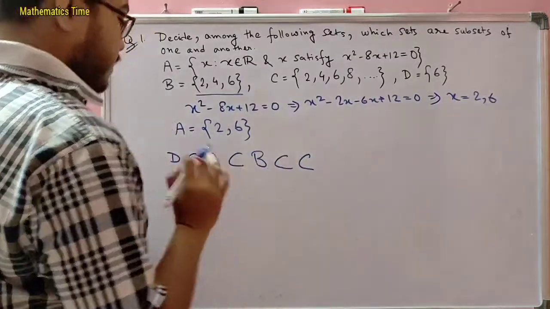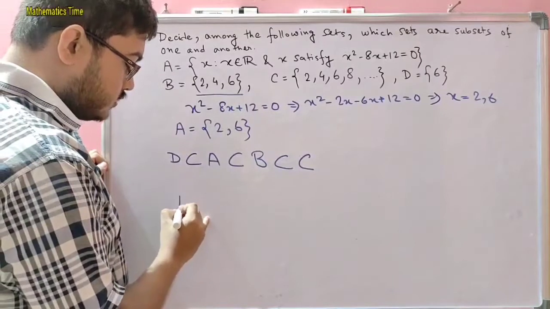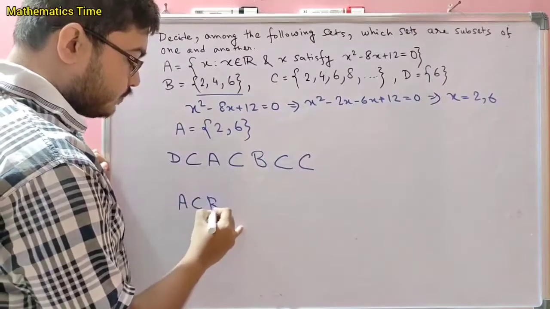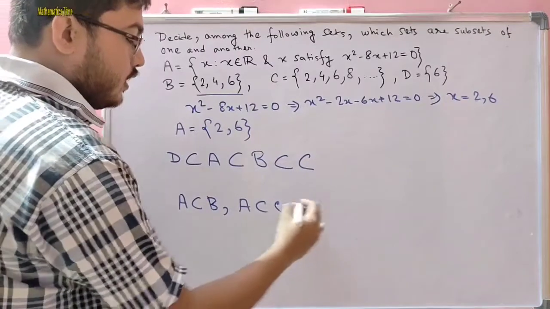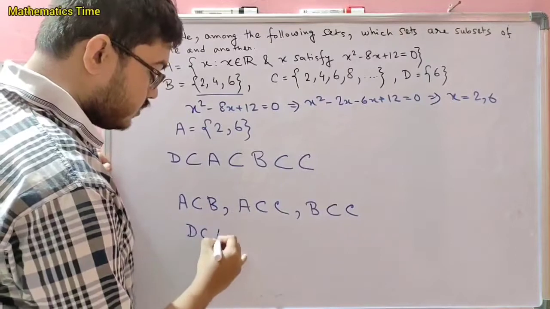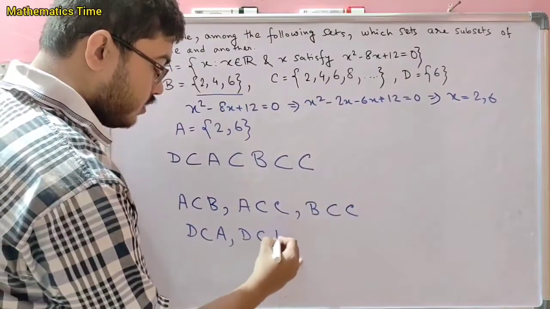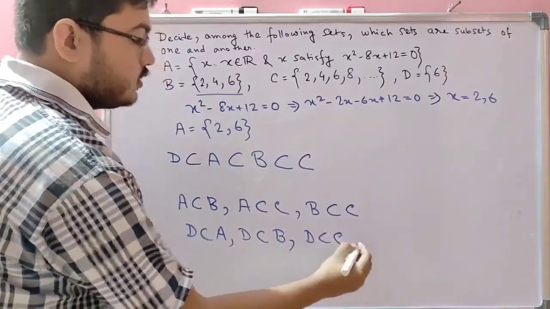If we write it individually, the answer will be: A is a subset of B, A is a subset of C, and B is a subset of C. And for D, D is a subset of A, D is a subset of B, and D is a subset of C. This is the answer.